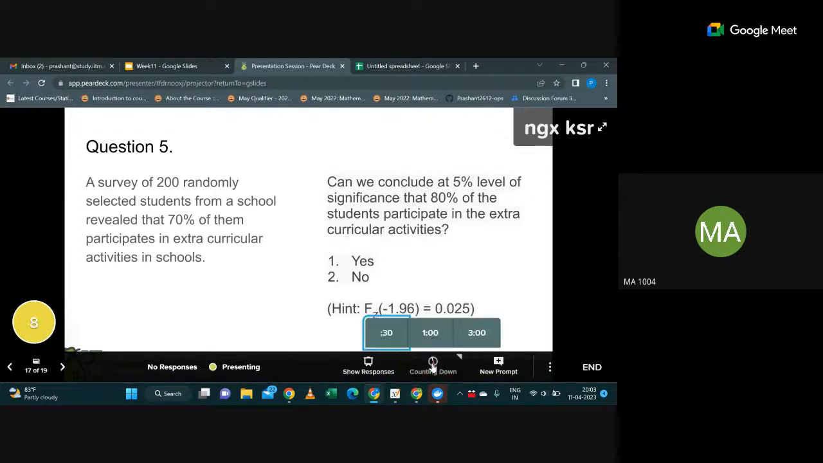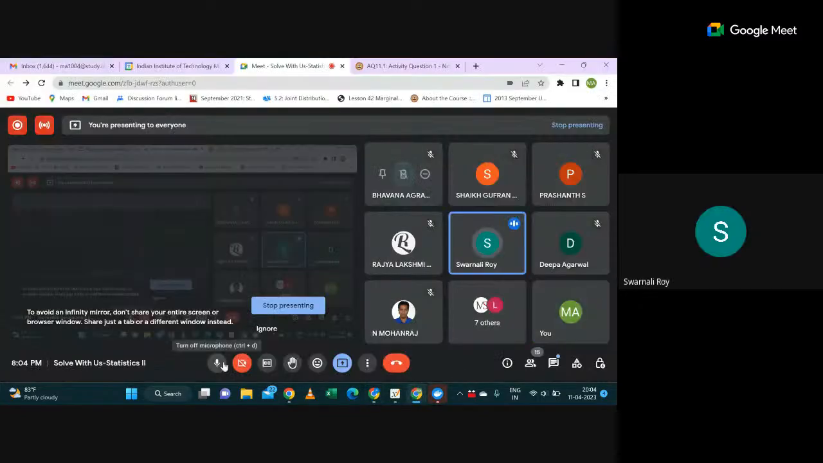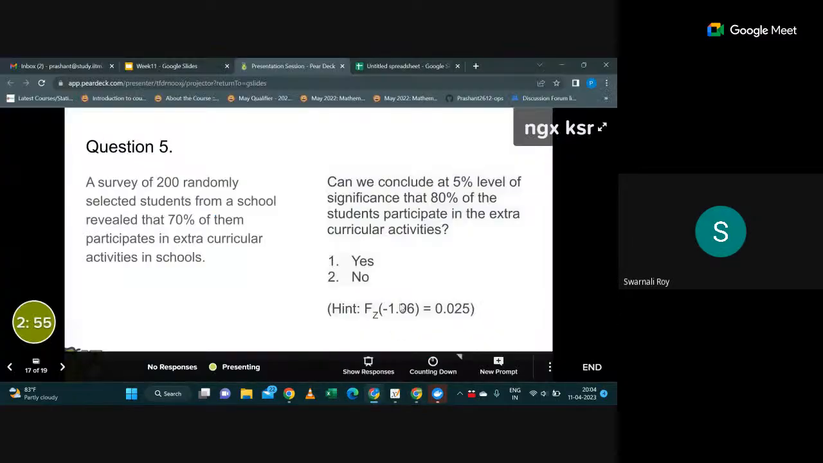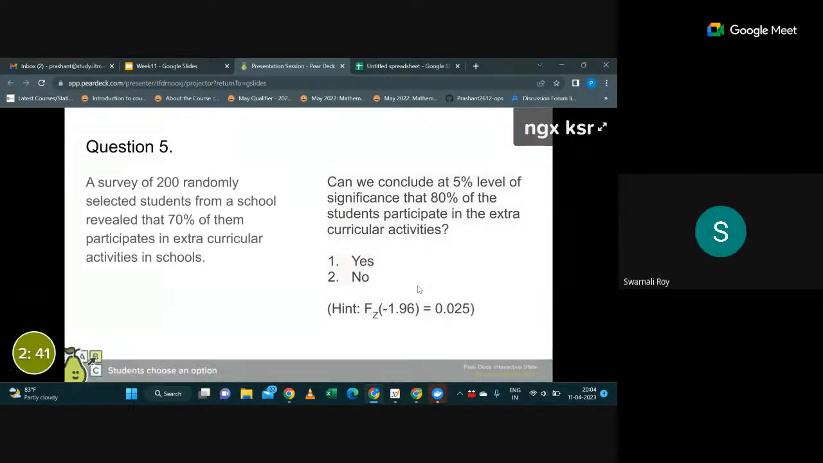So let me extend the time limit. But sir, then we need the C value, right? To get the alpha. Yeah, C value is given to you, right? The 70%. So alpha, for P not equal to 0.8, that is your null hypothesis, right? Correct. So what is your test statistic in this case?